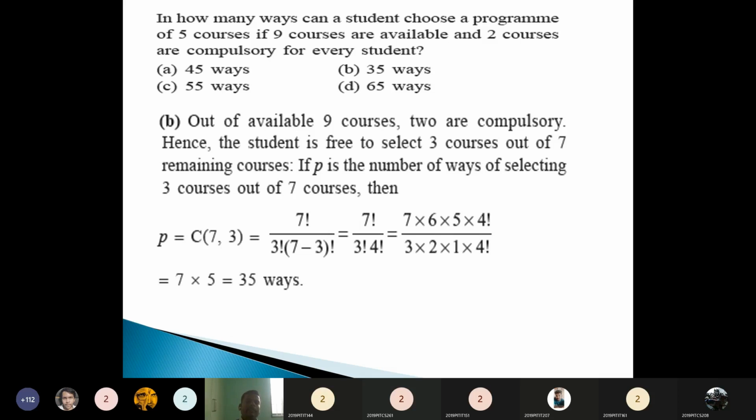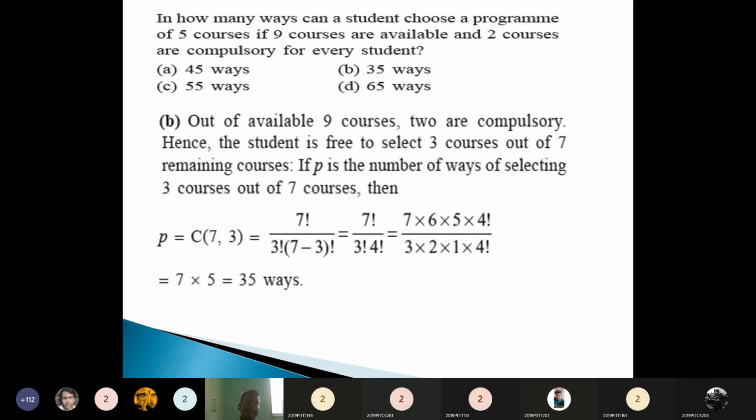Yes. In how many ways can a student choose a program of 5 courses if 9 courses are available and 2 courses are compulsory for every student? Everyone will face this here in the university. There are a lot of choice courses, but it is not fully open to the student, as some of the courses are restricted by the department. We have total 9 courses or 9 subjects available.